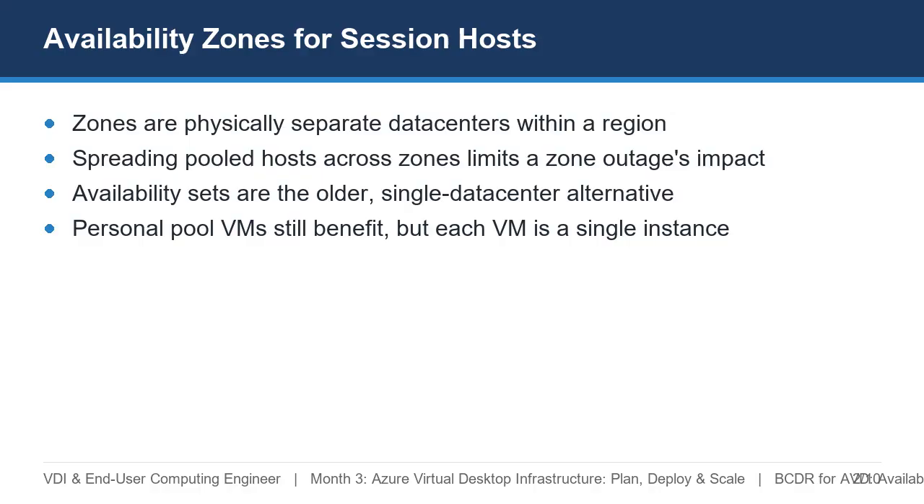Availability zones spread session hosts across physically separate data centers within a region, each with independent power, cooling, and networking. For a pooled host pool, spreading across multiple zones means a single zone outage only removes a fraction of total capacity, not the whole pool. Availability sets are the older, single data center alternative, useful where zones aren't available but offering no protection against a full zone outage. Personal host pool VMs still benefit from zone placement, but remember each one is a single instance. Zone redundancy protects against the zone failing, not that specific VM having a problem.